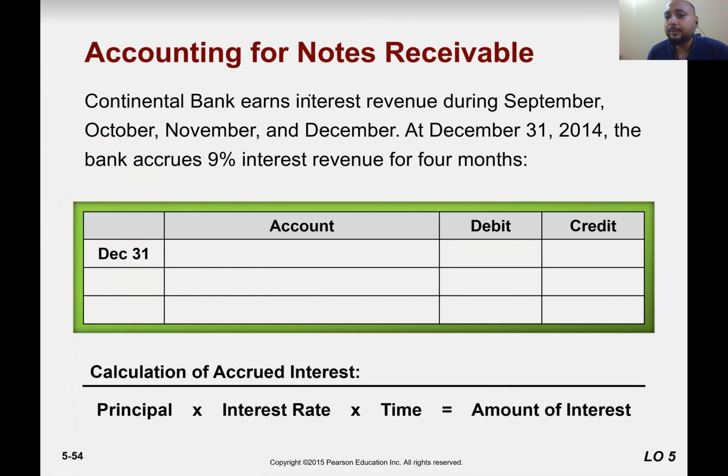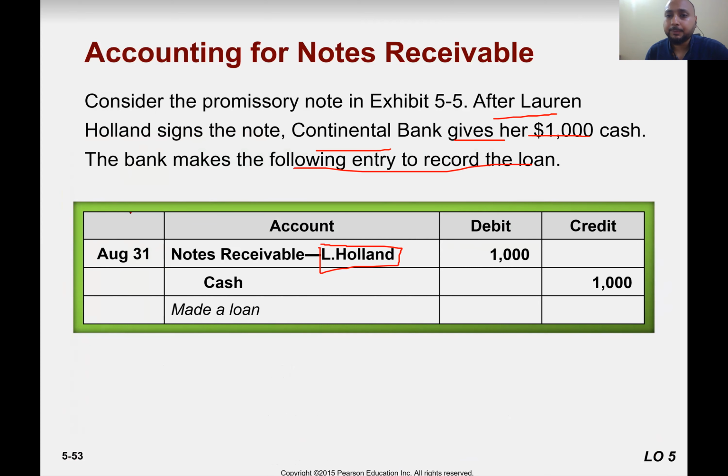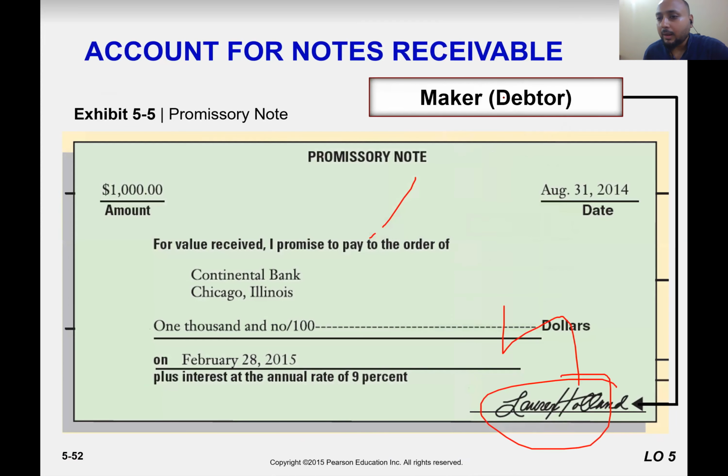Now, at December 31st, 2014, remember, this note was issued on 31st of August. So the business closed on December 31st. So how many months passed? September, October, November, and December. 4 months passed.